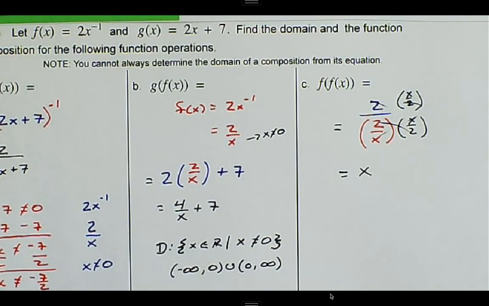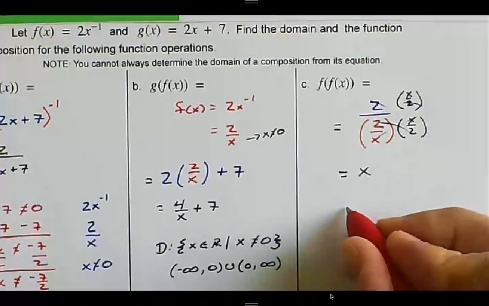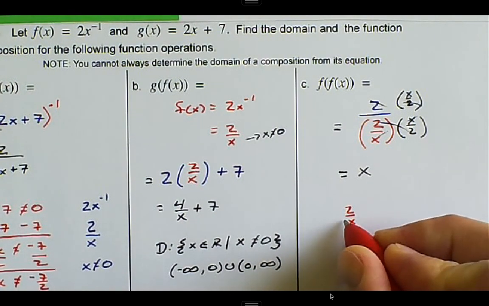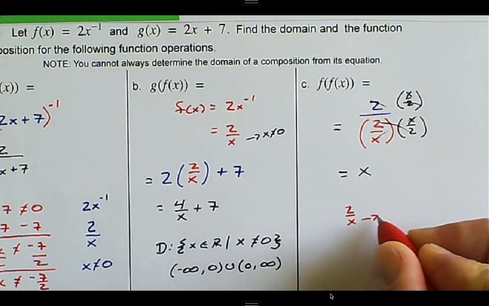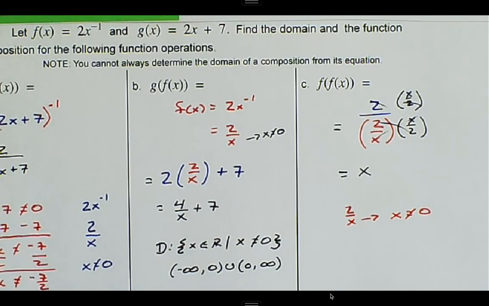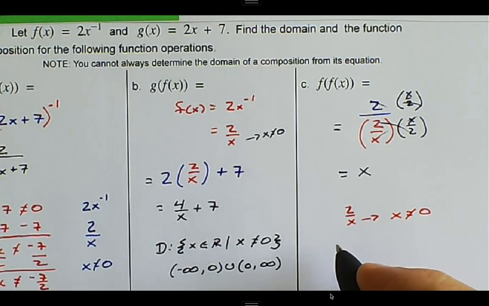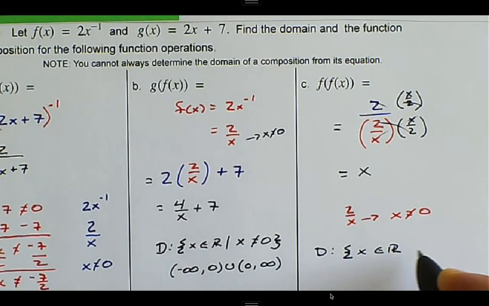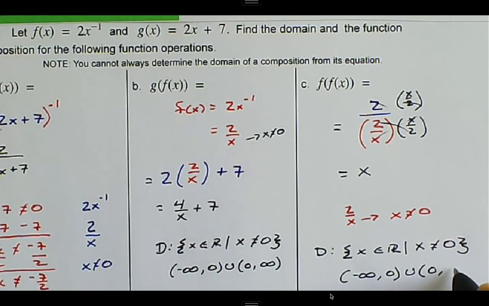However, we do have the function that we wrote down where we have 2 over x, and our domain is limited by the x. So x cannot equal 0. So when we write our domain, it's going to be the same as it was for b. The domain is the set of all x values that belong to the real numbers such that x does not equal 0. Negative infinity to 0, 0 is not included, union, 0 is not included to infinity.